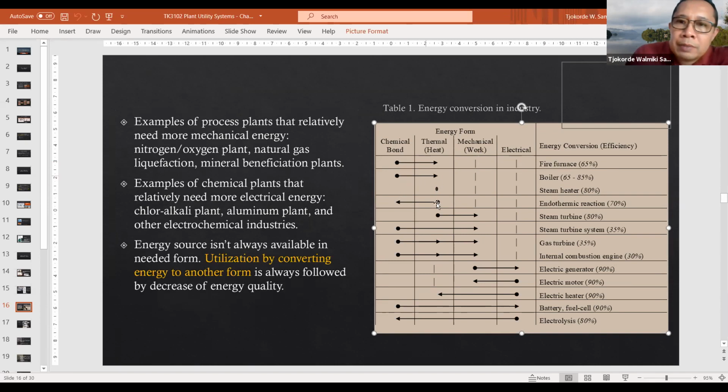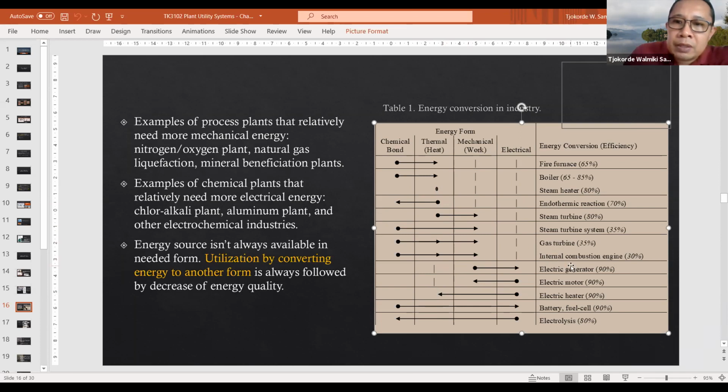In boilers, for example, we have a combustion of fuel from chemical energy into thermal energy. Let's see what else. We have endothermic reaction, where we have conversion from thermal energy into chemical bond. So with an endothermic reaction, of course, you end up with an increase in chemical energy after the reaction. Ya, karena reaksinya endothermic, maka energi dalam dari sistemnya akan meningkat setelah reaksi.